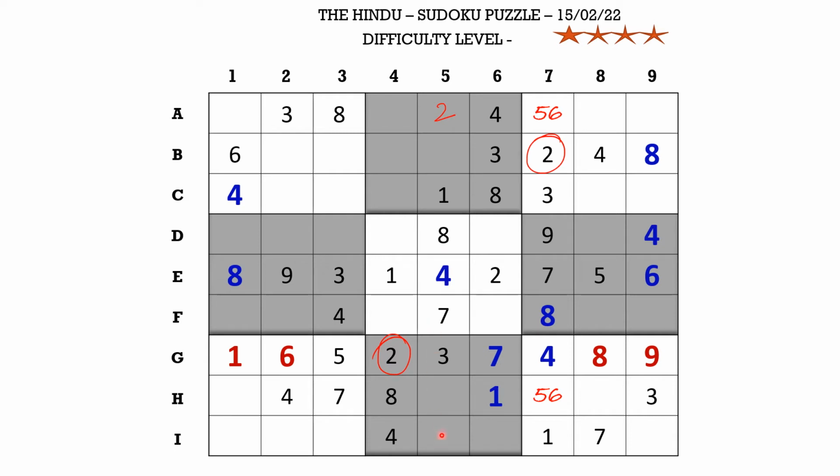Now the missing numbers are 5, 6 and 9. There is a 6 here in B row which blocks this cell. There is a 6 here in column 9 which blocks this cell. So 6 has to go in one of these cells. That means 6 blocks here too. So 6 goes in I5. Now the missing numbers are 5 and 9. Let's mark it with 5-9 pair.